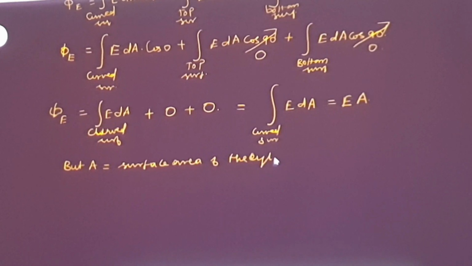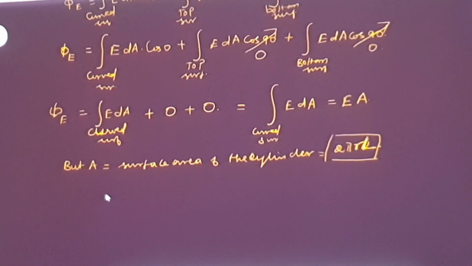What is the surface area of the cylinder? Surface area of the cylinder is considered to be circumference into height. So 2 pi r into length. Length is considered to be L. Instead of height, we have considered the length as L. So the area can be replaced with this value 2 pi r into L.